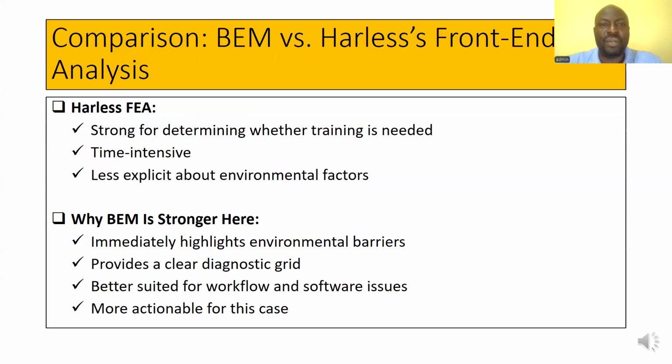Now, we need to compare the BEM and Harless's front-end analysis model. The Harless front-end analysis model is strong for determining whether training is needed, but it is time-intensive and less explicit about environmental factors. On the other hand, the behavior engineering model is stronger here because it immediately highlights environmental barriers, provides a clear diagnostic grid, is better suited for workflow and software issues, and is more actionable for this case.